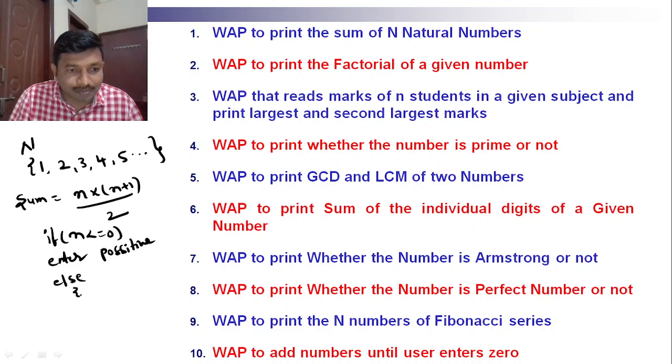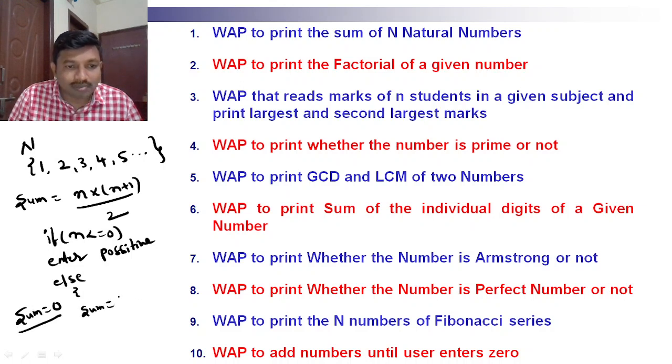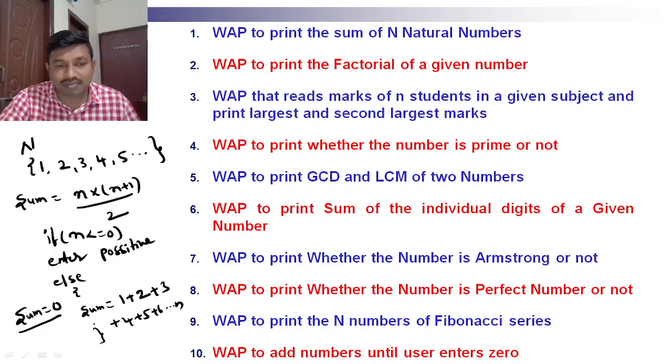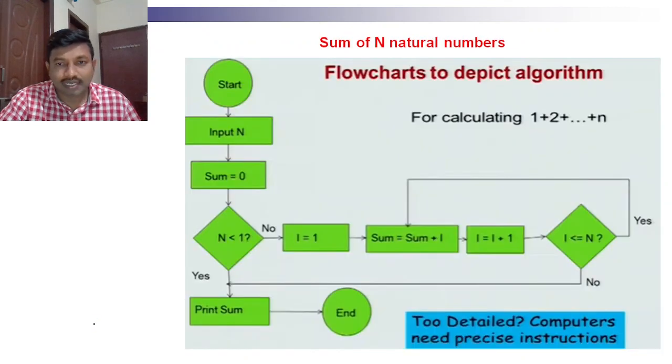In the else part, let my sum initially be assigned as 0. The sum of all these natural numbers, somehow I have to write the logic so that it is 1 plus 2 plus 3 plus 4 plus 5 plus 6 and so on up to n. That should be the logic. So let us see the flowchart for the first program. Later on we will look at the rest of the problems.